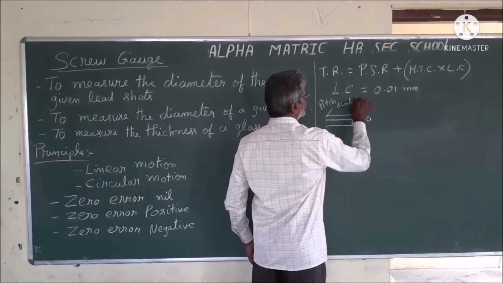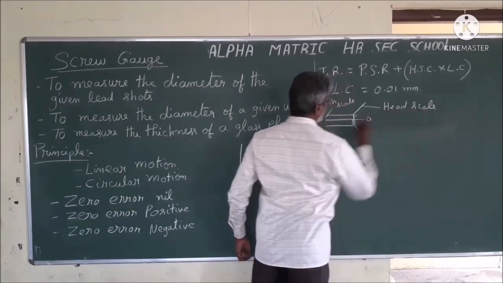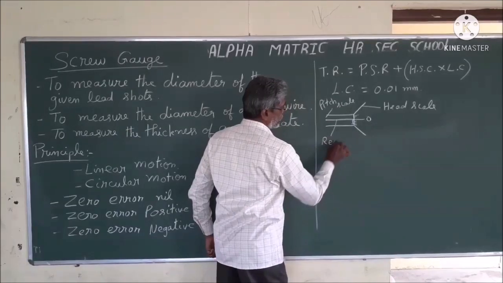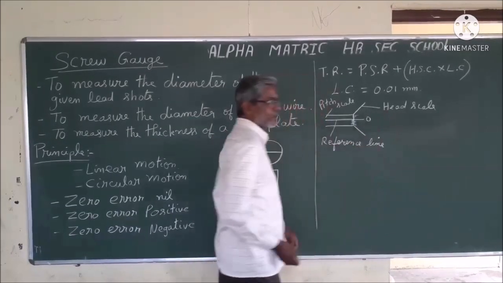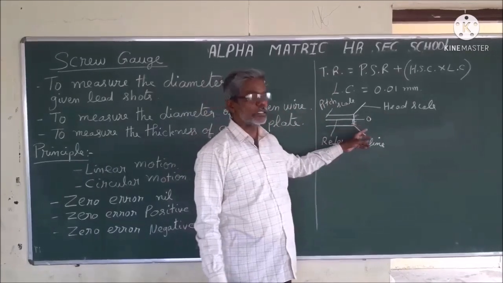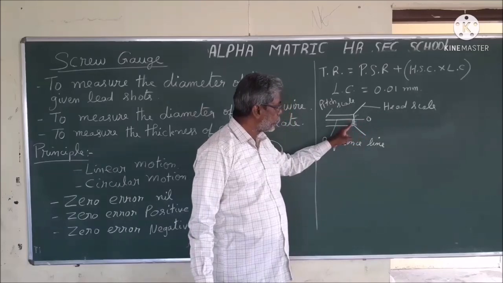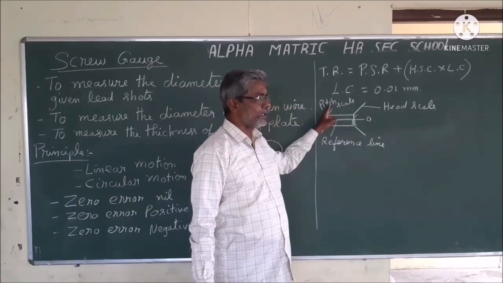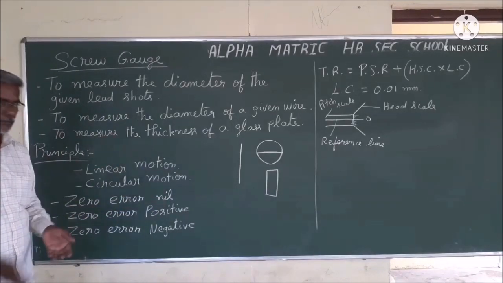Pitch scale. This one is head scale. And this one is reference line. Now in this diagram you can see the zero of the head scale coincides with zero of the pitch scale, then I can call it as zero error is nil.